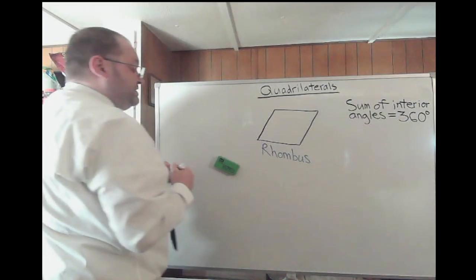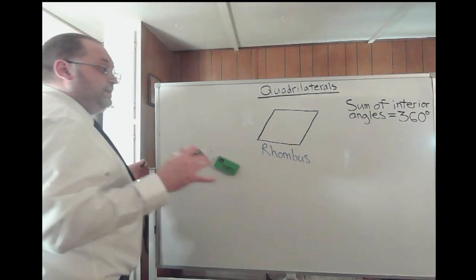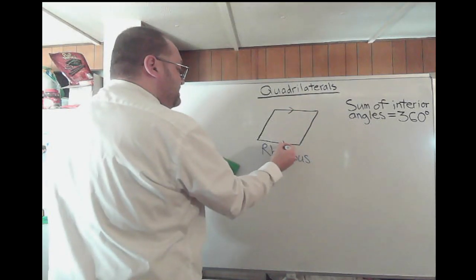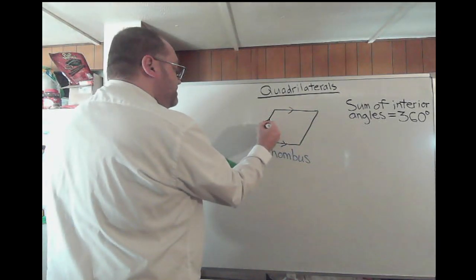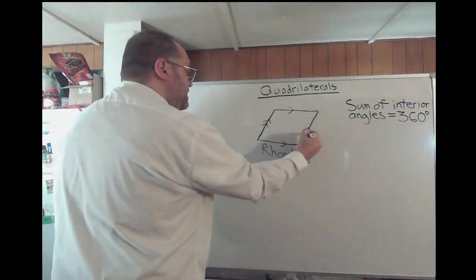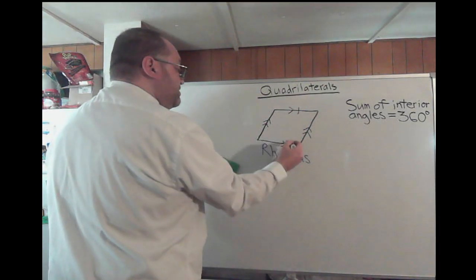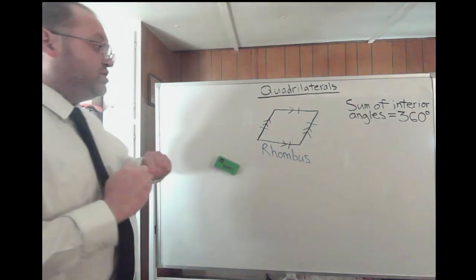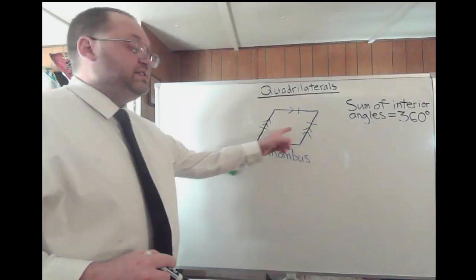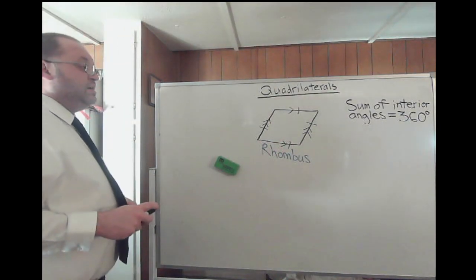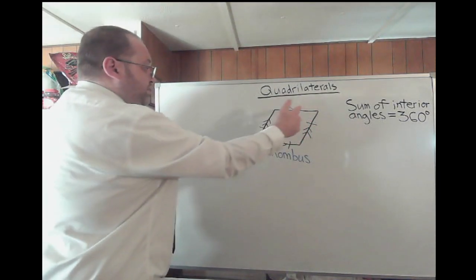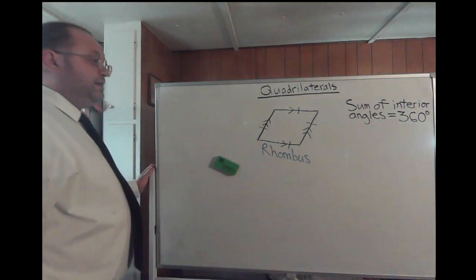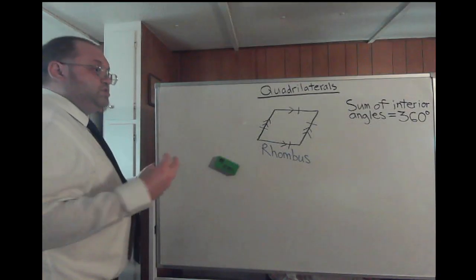With a rhombus, it's still a parallelogram, so both pairs of opposite sides are parallel to each other. However, all four sides are congruent to each other. In a rhombus, all four sides are congruent to each other, but both pairs of opposite sides are parallel to each other. But in a rhombus, you have acute and obtuse angles. It's a parallelogram where all four sides are congruent to each other.